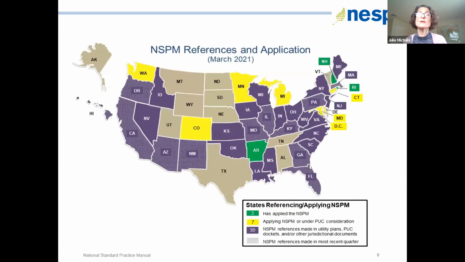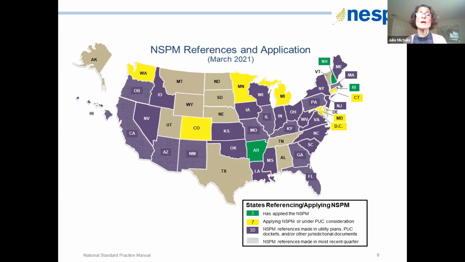So we are seeing a lot of interest around the country around this resource guidance document. And this just gives you a snapshot flavor of where we've actually had states apply the NSPM. These three green states were applying the NSPM for EE principles and concepts in some capacity. We have a number of states actively or considering using the NSPM in yellow. And then the purple states and the shaded purple states are those where we're seeing a lot of current activity.